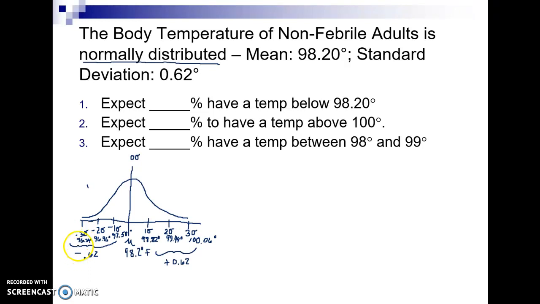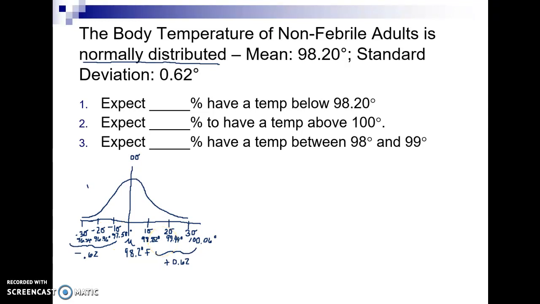99.7% of all temperatures for people who do not have fevers are going to fall between 96.34 and 100.06. However, from -2 to +2 standard deviations, the empirical rule tells me 95% of people fall in there. So 95% of people, if we just take their temperature, it would be between 96.96 and 99.44.